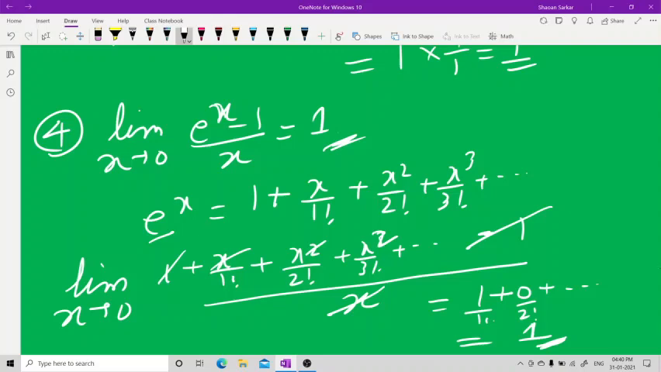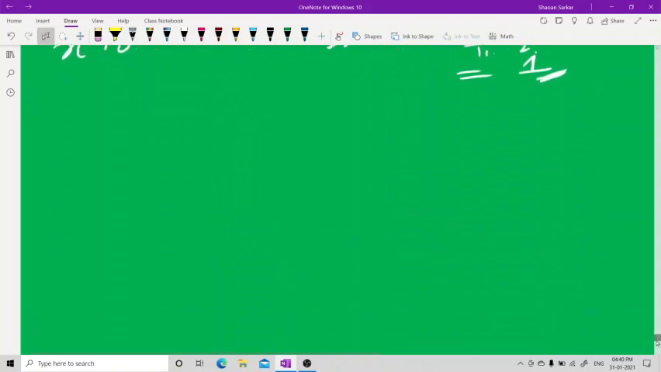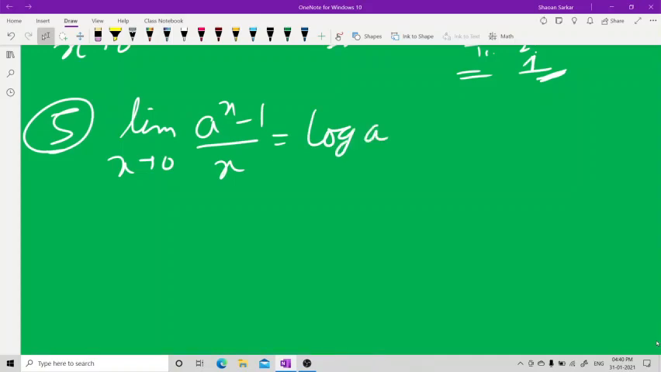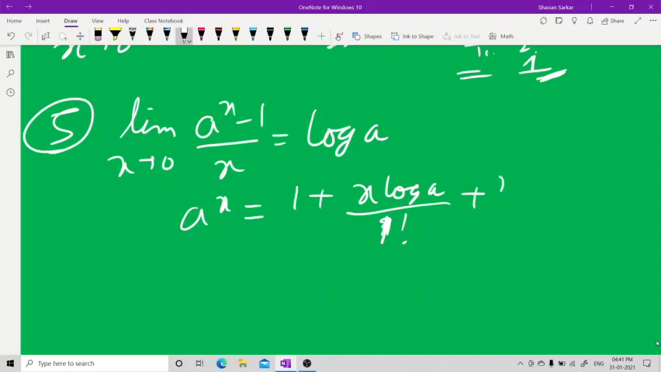Now the fifth important limit is this one. The fifth important limit is the limit as x tends to 0 of a to the power of x minus 1 upon x, which is equal to log a. Now see, a to the power of x has the formula 1 plus x log a upon 1 factorial plus x log a whole square upon 2 factorial, and so on and so forth.